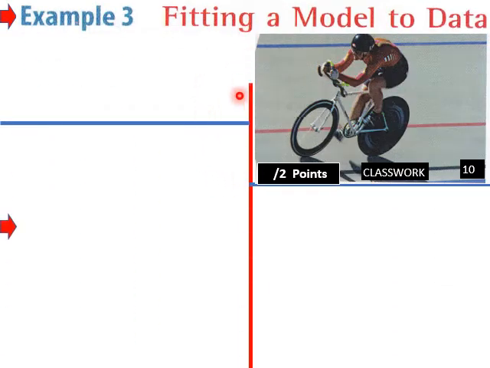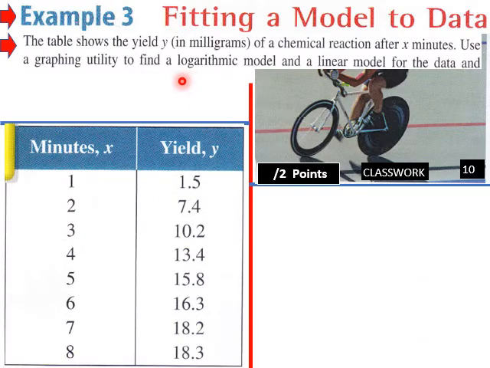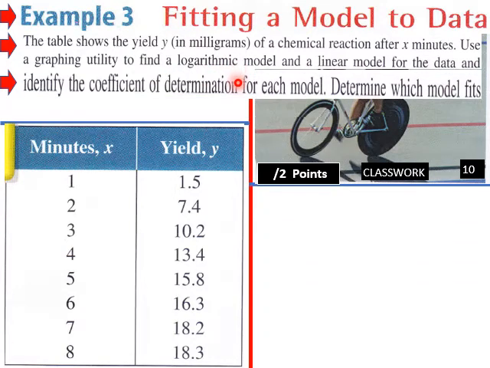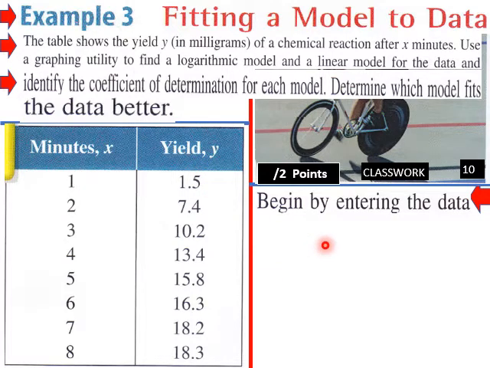Example 3, fitting a model to data. The table shows the yield in milligrams of a chemical reaction after X minutes. So we have minutes here, then our yield. Use a graphing calculator to find a logarithmic model and a linear model for the data and identify the coefficient of determination for each model. Determine which model fits the data better. So we have time here, then we have a yield. A yield of what? Well, we're not sure yet, but let's go.